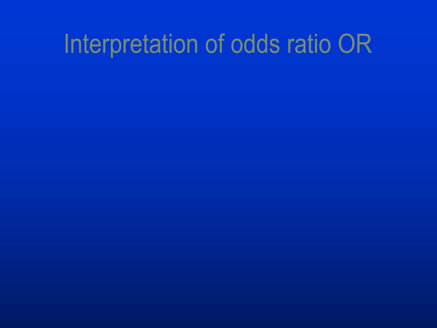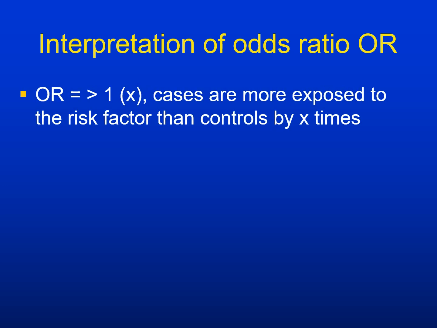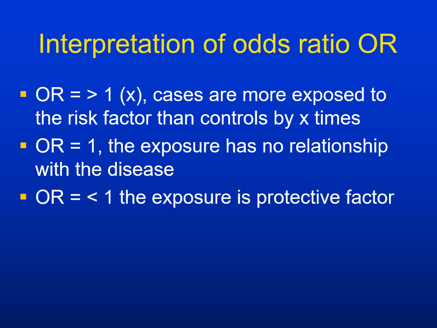How do we interpret the odds ratio? If the odds ratio is more than 1, it means that cases are more exposed to the risk factor than controls by X times: 1 time, 2 times, 3 times. If the odds ratio is equal to 1, the exposure has no relationship with the disease. And if the odds ratio is less than 1, it means that the exposure is a protective factor, because the exposure is higher among the controls than it is among the cases.